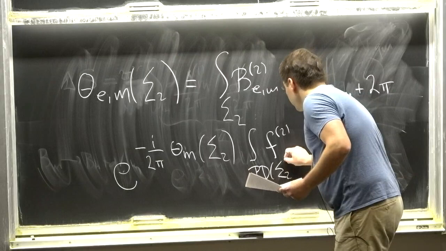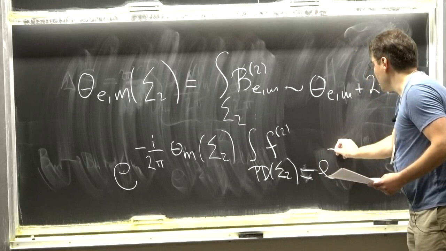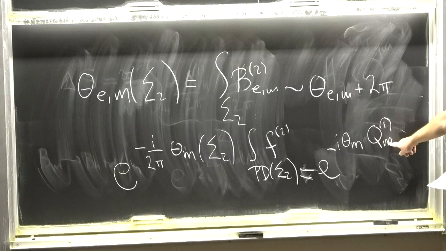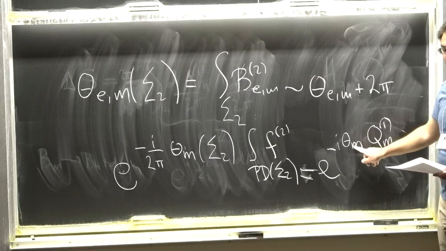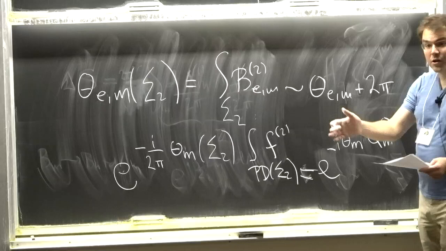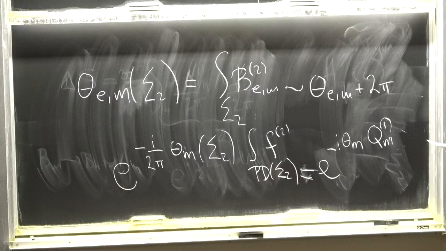So what have I gotten here? What I've gotten here is e to the minus i theta m times the one-form charge, the magnetic one-form charge. And you see that the magnetic one-form charge, which was defined on some two cycle, is evaluated on the cycle that's Poincaré dual to the cycle where we put the flat connection. So for flat B fields, turning on a flat connection on some cycle is in one-to-one correspondence with inserting the exponentiated symmetry defect on the Poincaré dual cycle. This is a thing that you'll often hear in the context of these symmetries. That's the first comment. And you can do it for the electric symmetry as well.